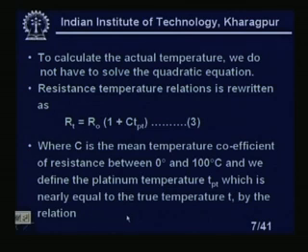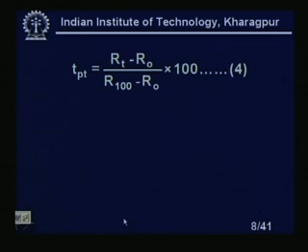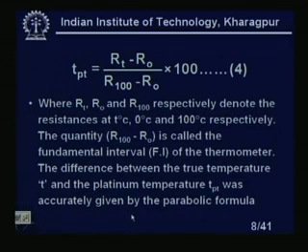We define the platinum temperature T_pt, which is nearly equal to the true temperature T, by the relation T_pt equal to (R_t minus R_0) upon (R_100 minus R_0) into 100. This is equation number 4, where R_t, R_0 and R_100 respectively denote the resistances at t degree centigrade, 0 degree centigrade and 100 degree centigrade. The quantity R_100 minus R_0 is called the fundamental interval of the thermometer.